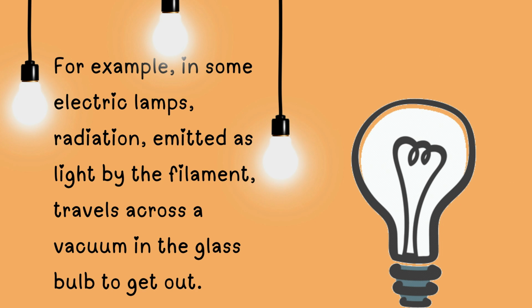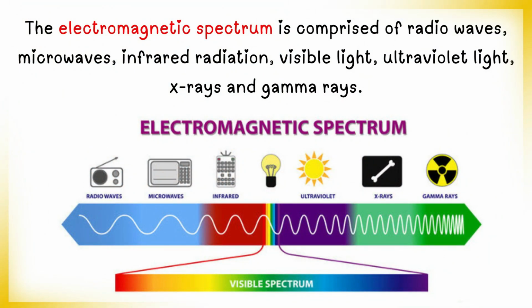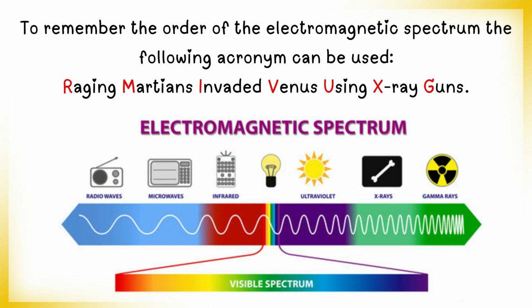For example, in some electric lamps, radiation emitted as light by the filament travels across a vacuum in the glass bulb to get out. The electromagnetic spectrum is comprised of radio waves, microwaves, infrared radiation, visible light, ultraviolet light, X-rays, and gamma rays. To remember the order of the electromagnetic spectrum, the following acronym can be used. Raging Martians invaded Venus using X-ray guns.